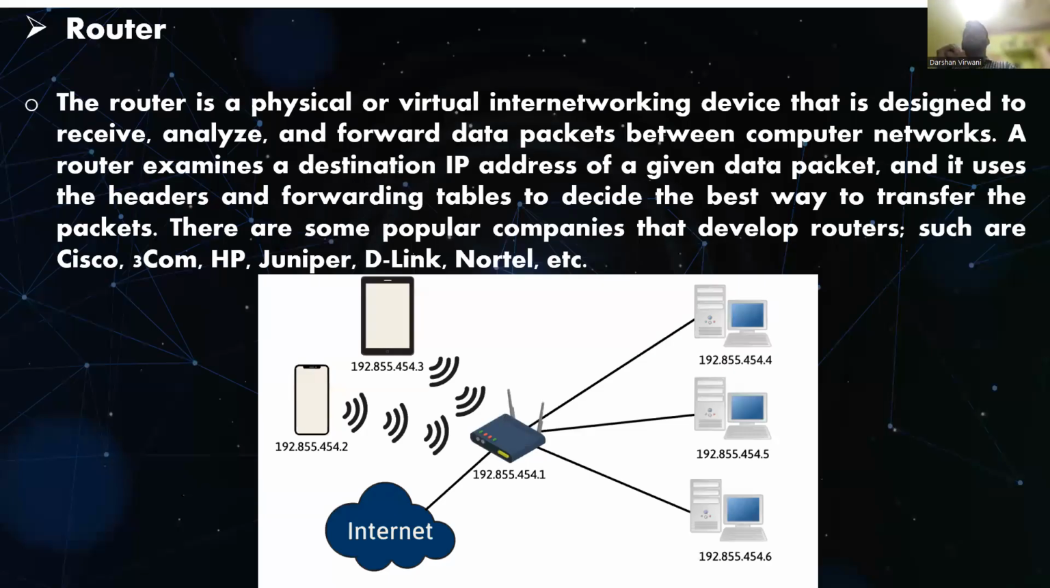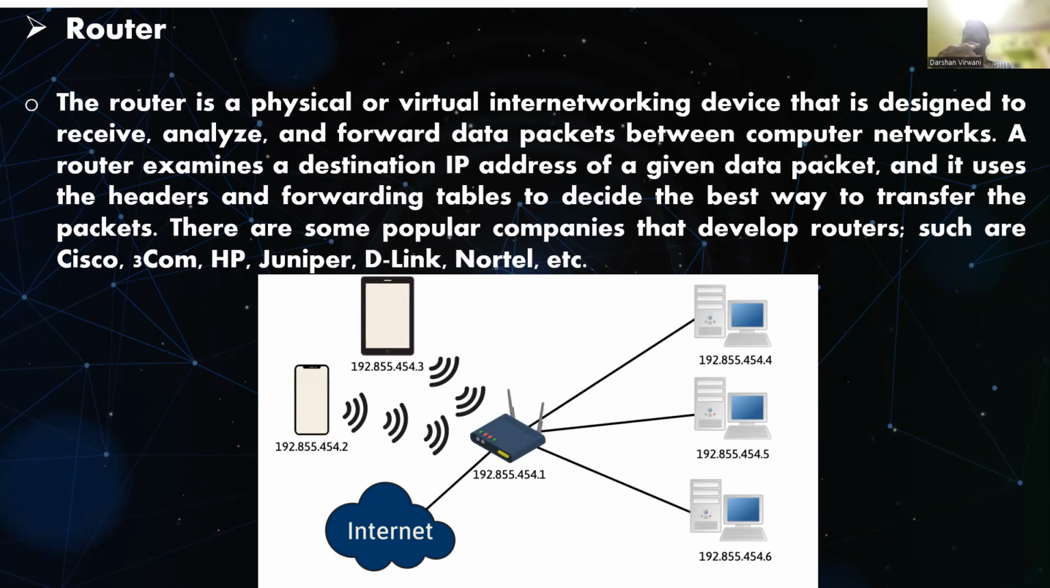So moving on to the next, router. Many of us have seen a router, and many of us have one at home. What does a router do? A router is a physical or virtual internet device designed to receive, analyze, and forward data packets between computer networks. A router examines the destination IP address of a given data packet and uses headers and forwarding tables to decide the best way to transfer packets.